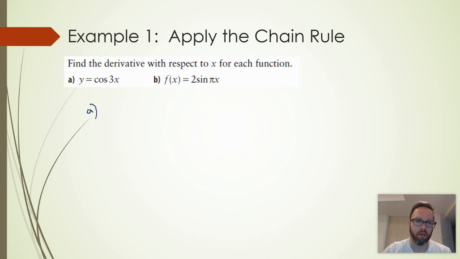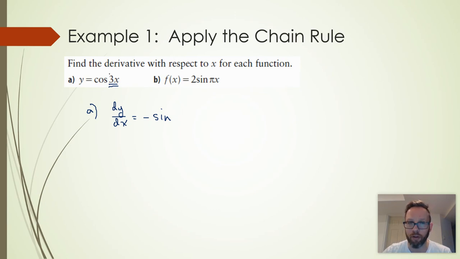So for A, we have y equals cosine of 3x. So we know that the derivative of cosine is minus sine from yesterday. So the derivative, I'll use Leibniz notation, dy by dx. The derivative of cosine is minus sine. But remember, the chain rule says you differentiate the outer function and you leave the inner function alone. The inner function is 3x. So we're going to leave that as minus sine.